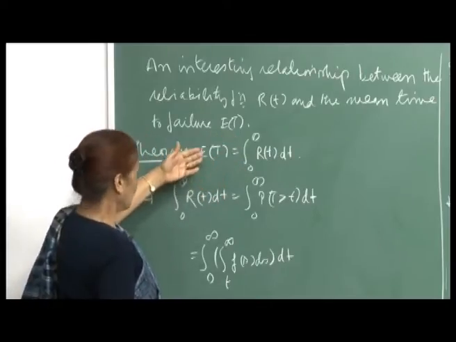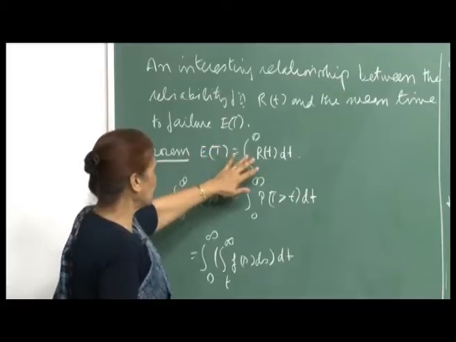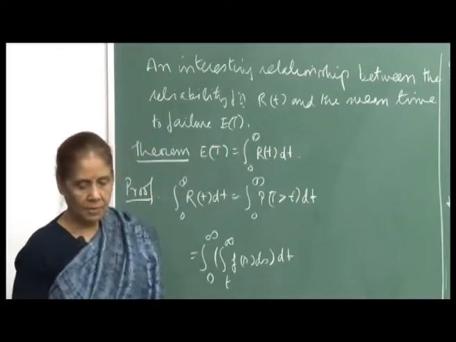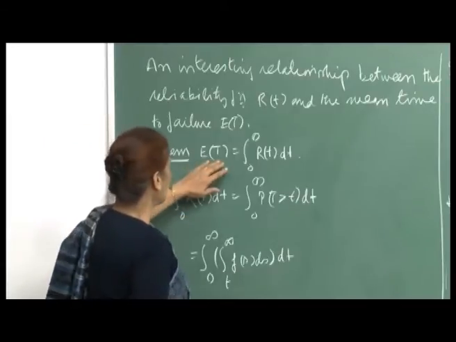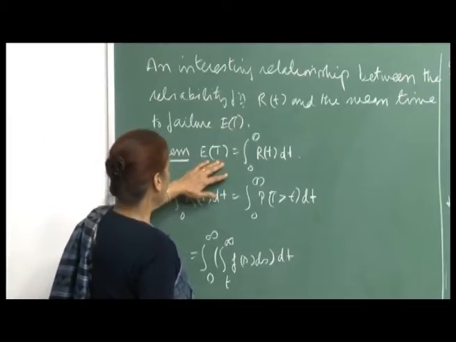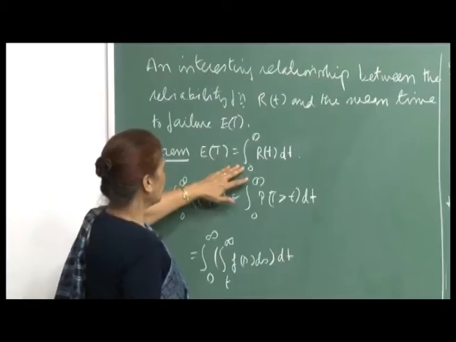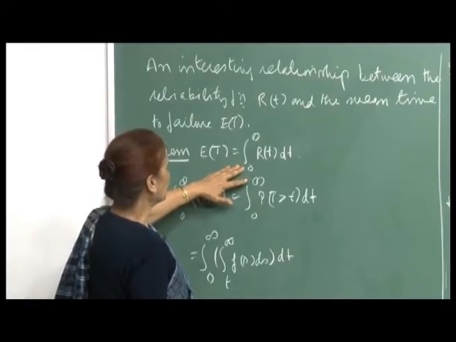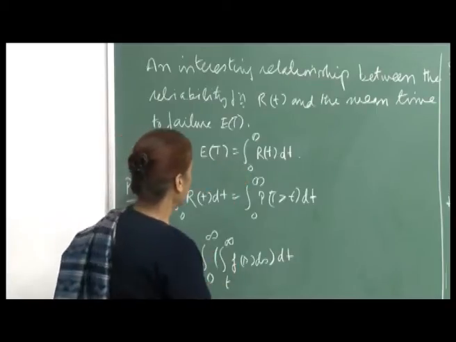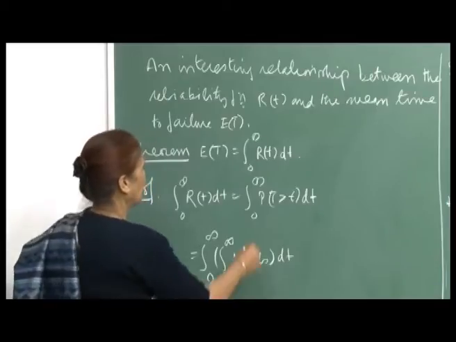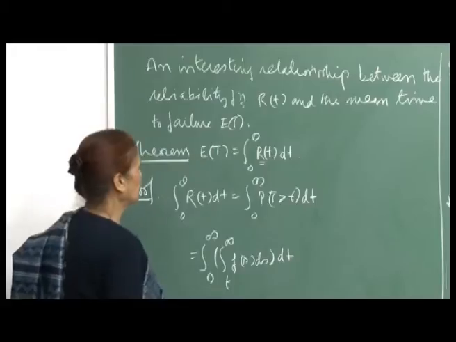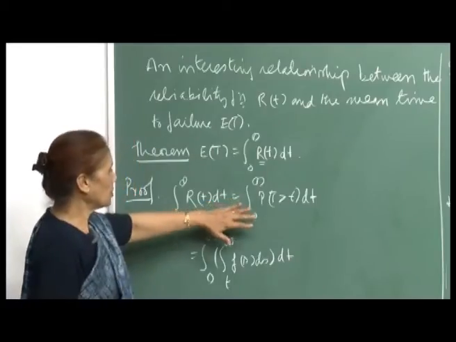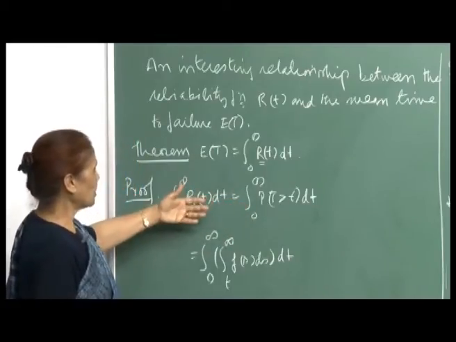It says that T is the random variable and r is the corresponding reliability function. I want to show you that E[T], the expected value of T, is nothing but the integral 0 to infinity r(t) dt. In other words, if you have this, then you can integrate this function and also compute E[T]. There is nothing much great about it; we use the same concept that we have.